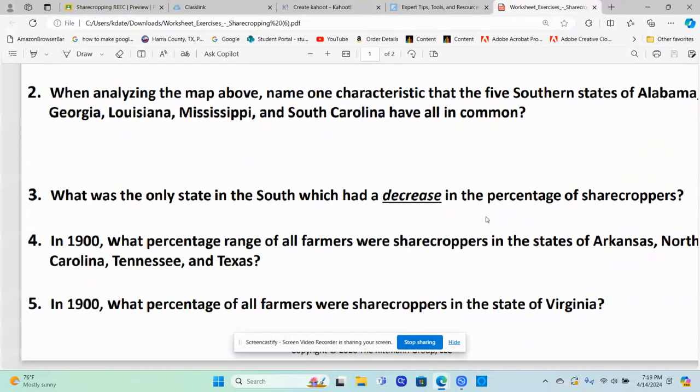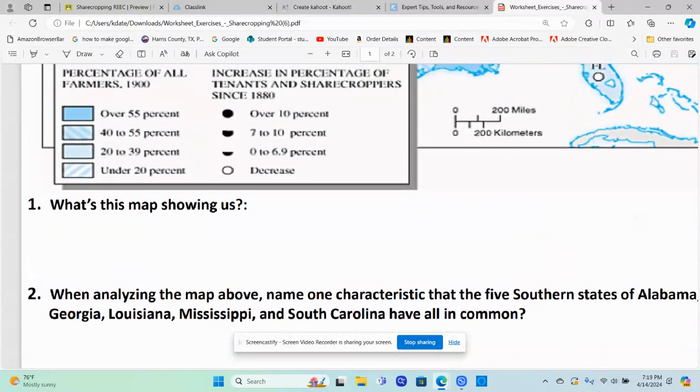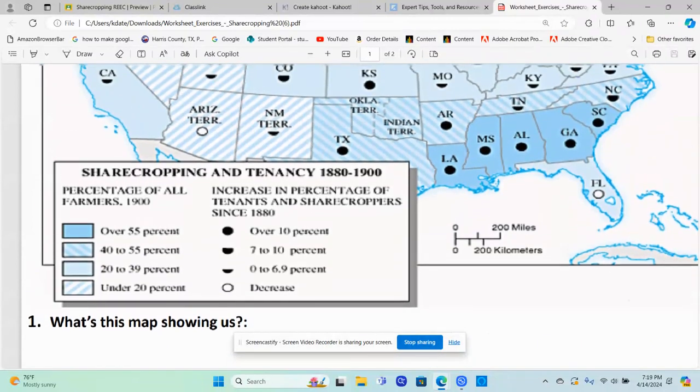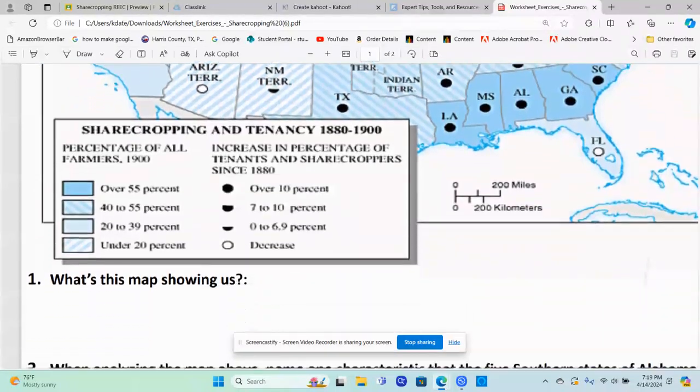Notice the word for number three is underlined. So when you go up and look at the key, you're going to be looking for that word. And then you're going to go over to the map. You're going to look for the word decrease here that looks like what's there. And then when you see the picture of decrease, you're going to go into the southern section and look for the state that has a decrease.